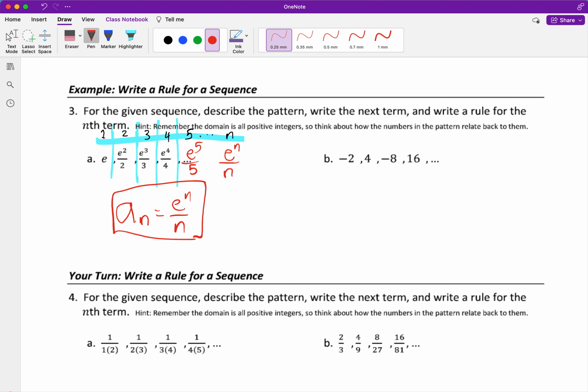But then I realized, oh wait, this was actually -2, so I actually added 6, but if I add 6 to 4, I'd be at 10. So I'm not adding. So next I'm going to think about multiplying. And it does kind of look like if I look at just the numbers and ignore the negative signs for a second, that I'm multiplying by 2 each time.